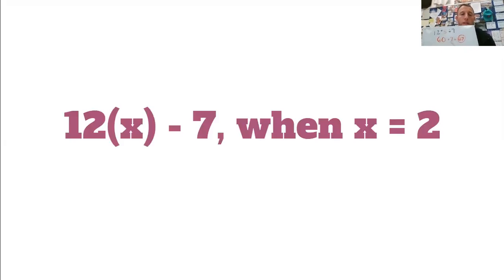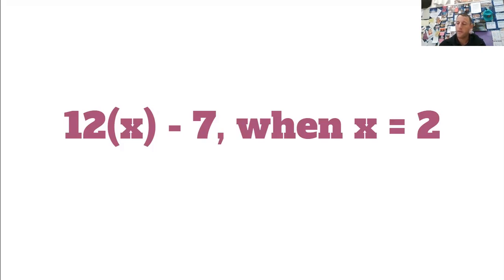Now notice I changed it up a little bit. This next question says 12 times x minus 7 when x equals 2. So I have to go back to my drawing board here, and I didn't bring an eraser back here, but I'll erase with my fingers and wash my hands nice and good. So this one says 12 times x minus 7 when x equals 2, so I'll draw this one nice and big.